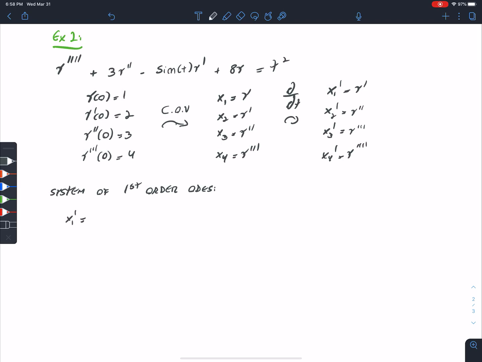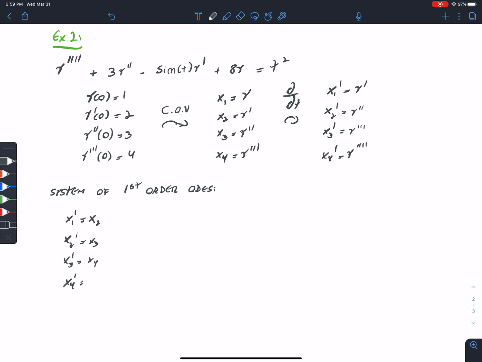And here's our system. x1 prime equals x2. Right, why is x1 prime equals x2? Because we declared that x1 prime is y prime. We just differentiated this part. But we see that y prime is also x2, so I plug in the value there. And similarly, for the other equations, we have x2 prime equals x3, and we have that x3 prime equals x4.